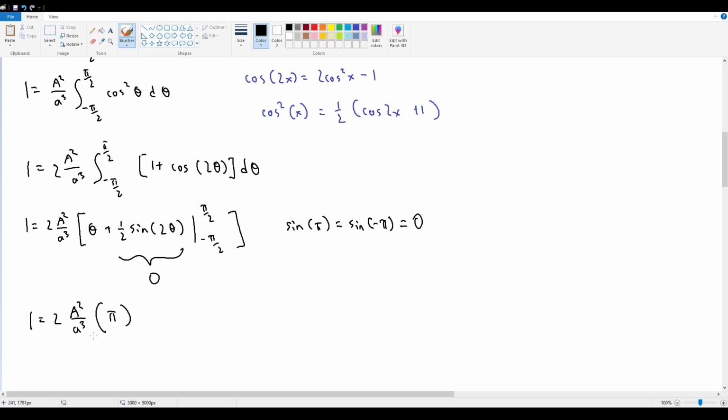Okay, now finally we have to solve for a, right? So let's move everything over. So this is going to be a cubed over 2 pi is equal to a squared, which therefore implies that your normalization factor is a equal to a square root a over square root 2 pi, or a square root of 2a cubed over pi, however you want to write it. Did I do that right? 2 pi at the bottom.